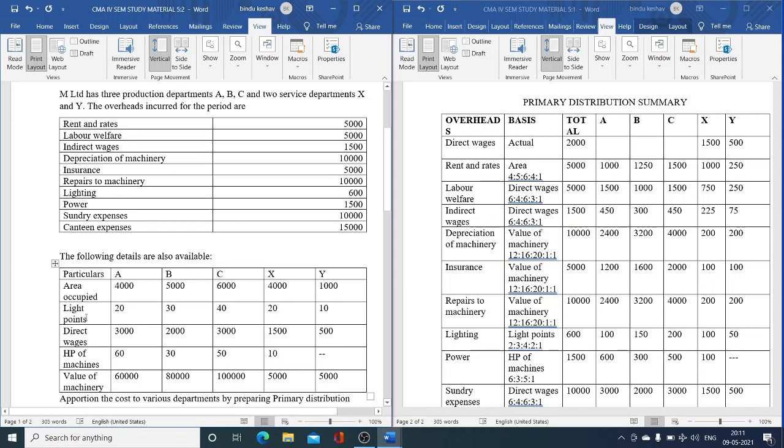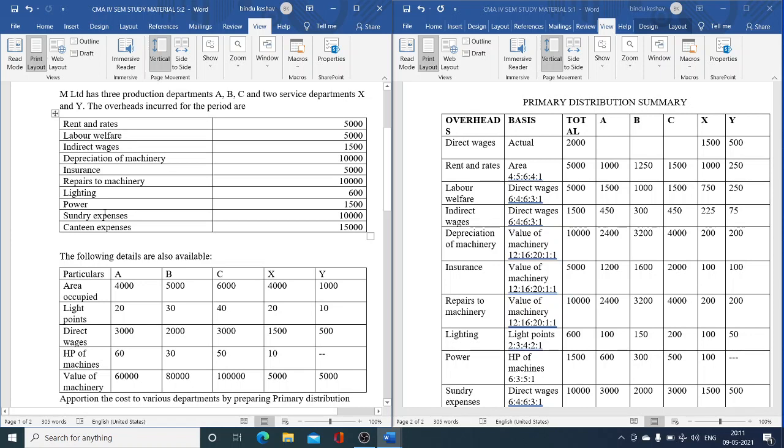If the information is not available regarding the light points, then we can take up area occupied. In this case, the information is available, that is light points. So we will take this ratio 20, 30, 40, 20, 10, which can be further simplified as 2:3:4:2:1.